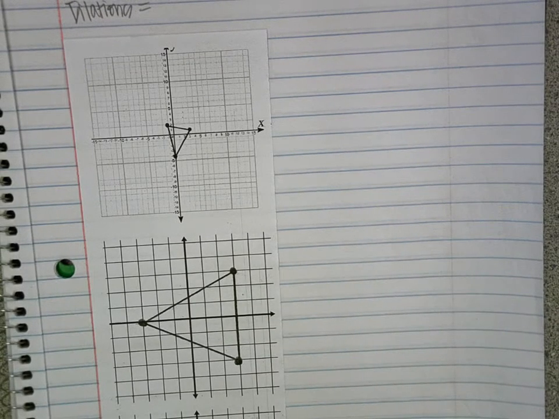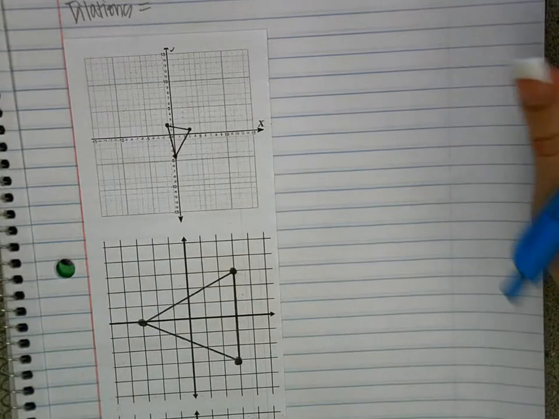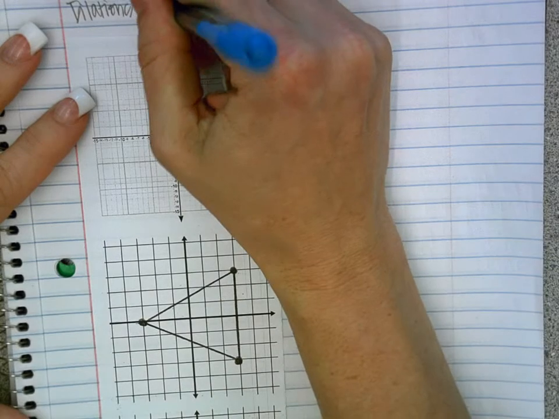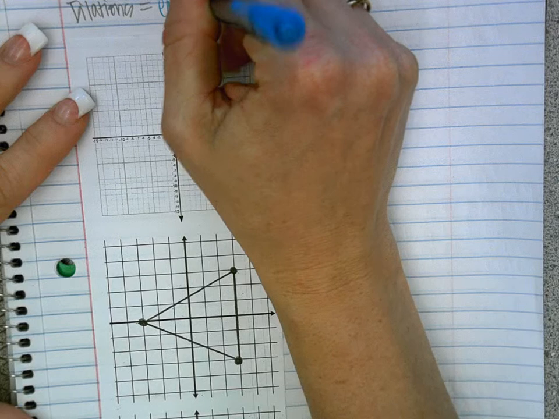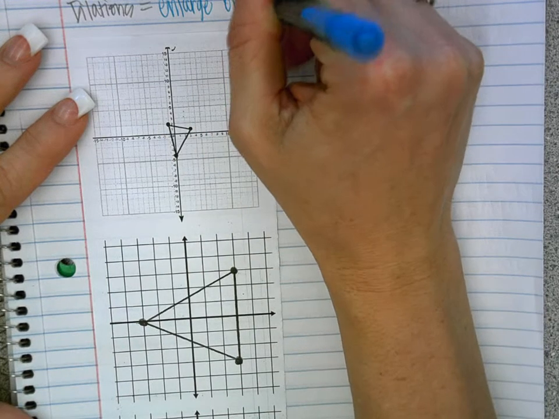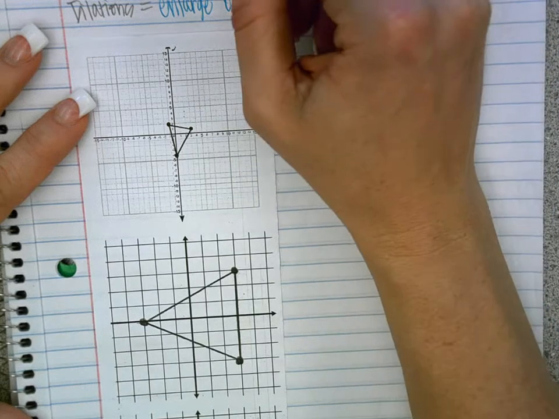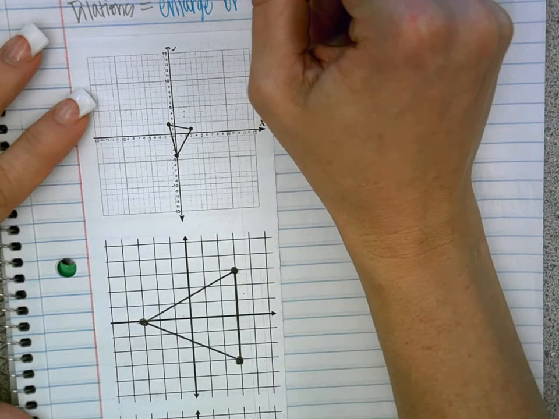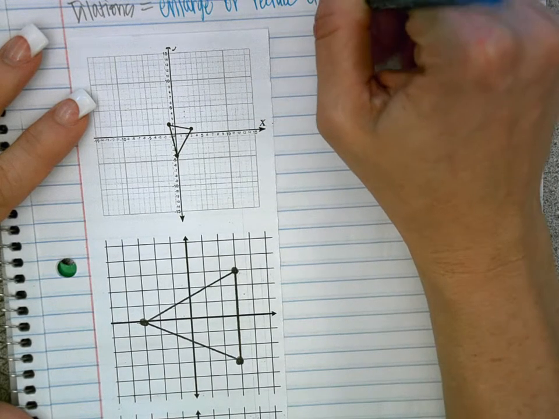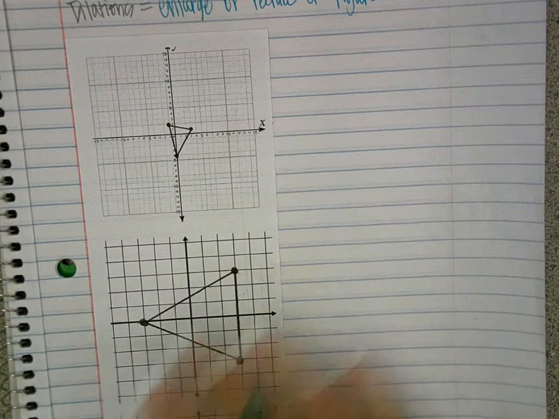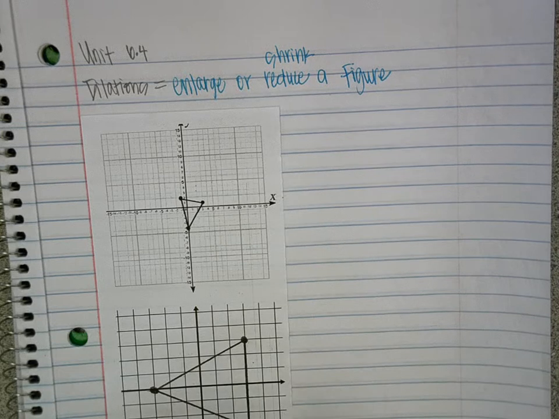No, we're not going to be moving anything. Dilations are either to expand something, so enlarge it, or reduce it. So dilations is either enlarge or reduce a figure. Enlarge, or instead of reduce, we could say shrink a figure. Can you think of any real world examples where you might enlarge or reduce a figure?